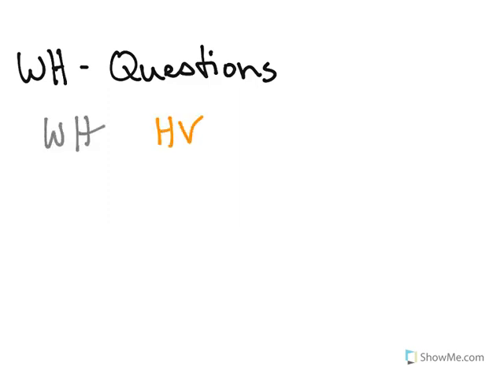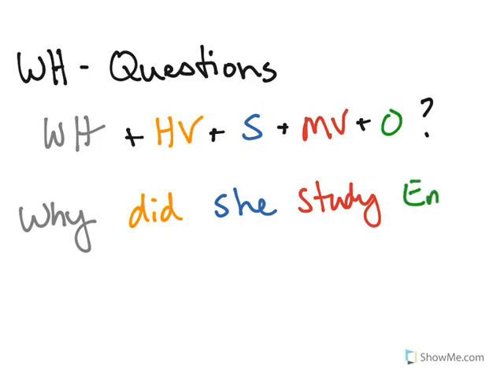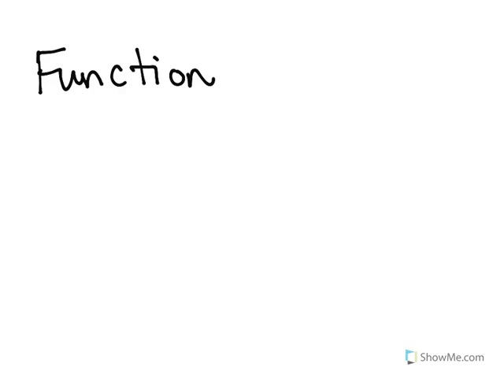Okay. All right, and then for WH questions, again, we follow a similar pattern here. WH word, helping verb, subject, main verb, and then object. That question mark at the end. So you might say something like, why did she study English? Why did she study English? She studied English because she wanted to travel. Okay? So WH questions are going to have answers that are information.